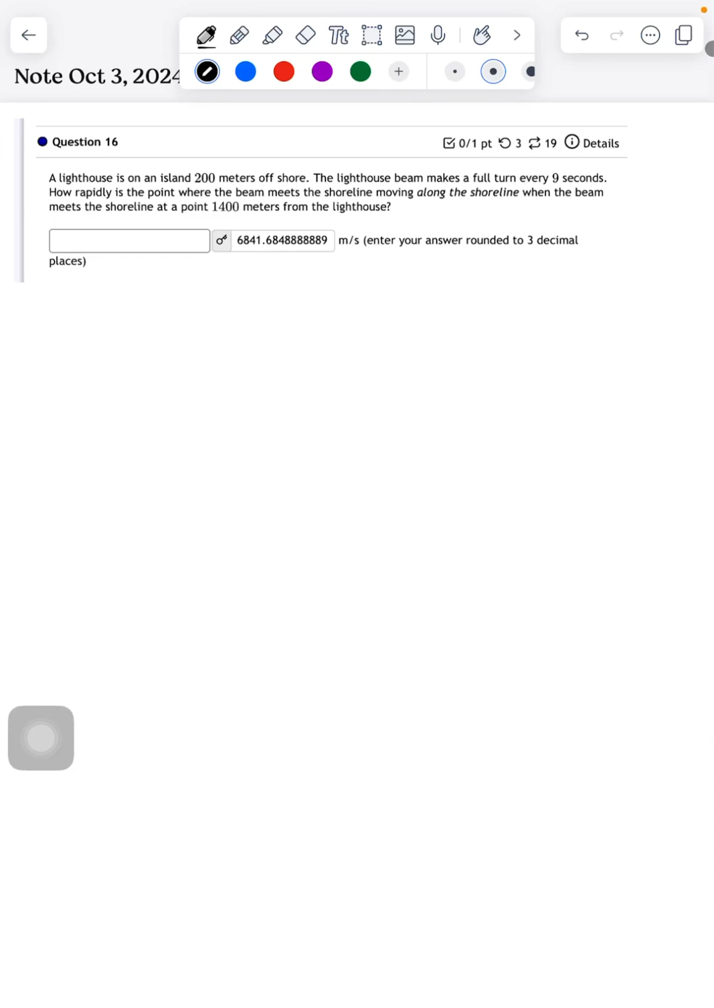Hey everyone, so this is tricky. I read this question incorrectly before, so I read it correctly now. So here's my lighthouse, and it is 200 meters from the shore. And then there is a beam of light that is rotating around it.